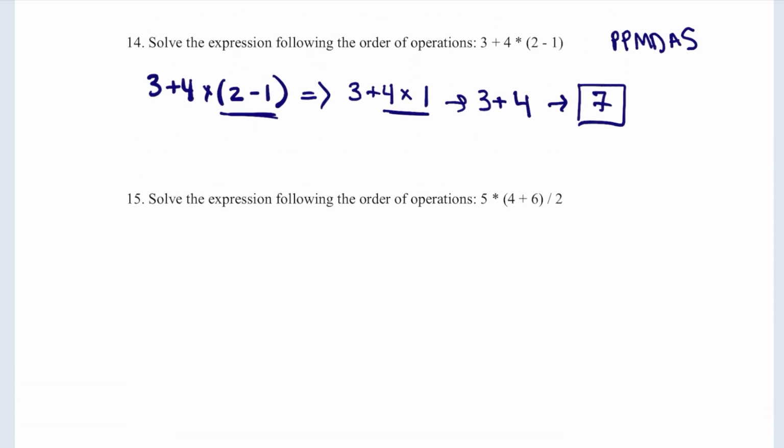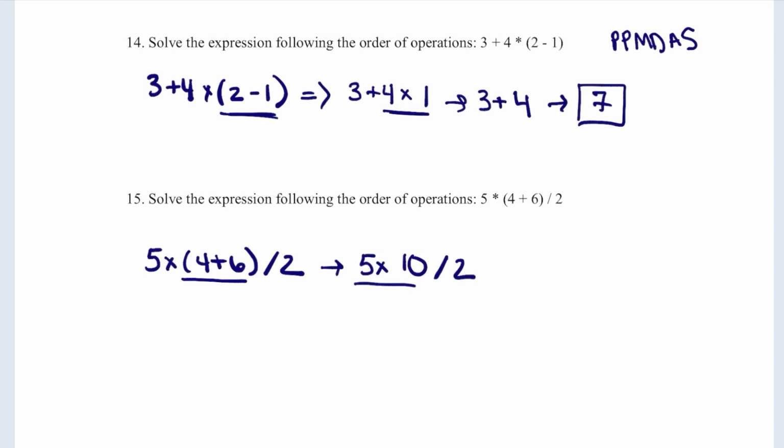So again, following the order of operations, solve this problem. So we have 5 times 4 plus 6 divided by 2. So the first thing we are going to do is our parentheses. So 4 plus 6. This is going to become 5 times 4 plus 6 is 10, and then divided by 2. Next, we are going to multiply. So we're going to have 50 divided by 2, and this is going to equal 25, and that is our answer.